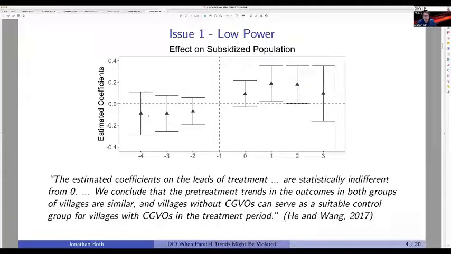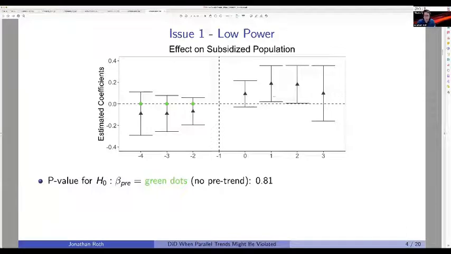These 3 pre-trends coefficients are not significantly different from zero. And so that lends credibility to the parallel trends assumption, and we're going to then interpret these 4 post-treatment coefficients as valid estimates of the causal effect. And so if I could put a little bit more statistical structure on the argument that I think He and Wang are making, they're saying we have these estimates here of what the pre-treatment differences in trends are. And we're going to test the hypothesis that they're actually all 0, so that they're actually all equal to these 3 green dots.